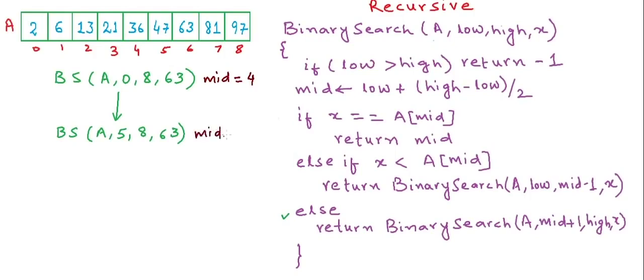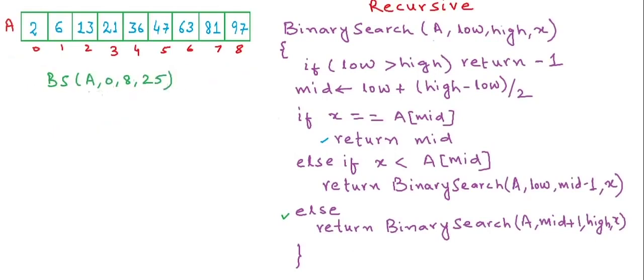Mid would be 6 if we take only the integral part, and the element at index 6 is 63, so we have found this element. We will return mid, so we return 6 here, and this method finishes, and this method also returns 6 to its caller, maybe the main method. Let us now say that we want to search for number 25.